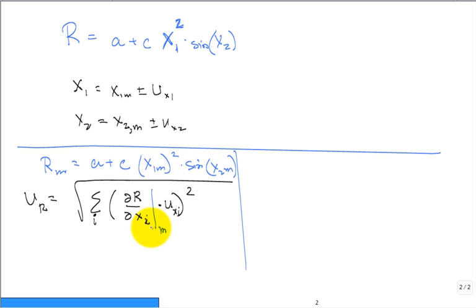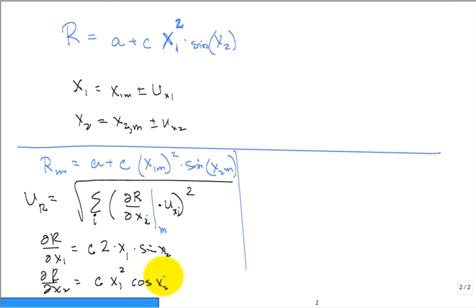And so you would say, okay, for this problem with two inputs, I have to get the partial of that response with respect to x1. What is that value? C times 2 times x1 times the sine of x2. And then I need to get the partial of the response with respect to x2. That's going to be what? C times x1 squared, cosine x2.